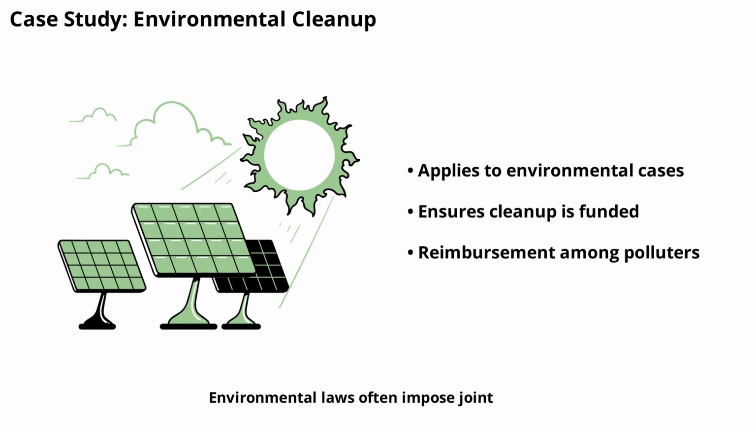Environmental laws often impose joint and several liability on polluters. If multiple companies contribute to contamination, anyone can be required to pay for the entire cleanup. This ensures that the environment is restored, even if some polluters are out of business or cannot be found. The paying company can then seek reimbursement from the others.